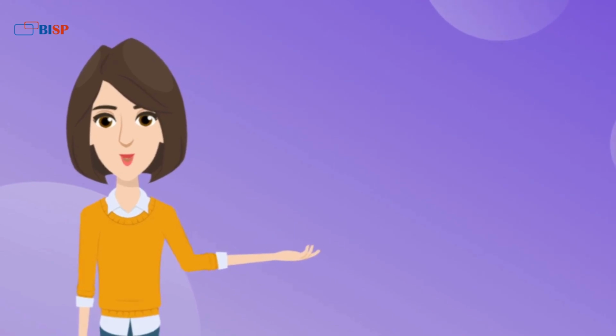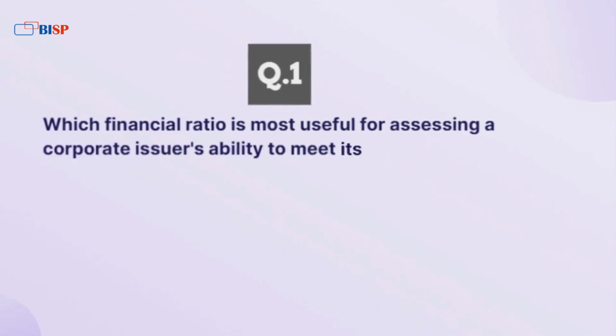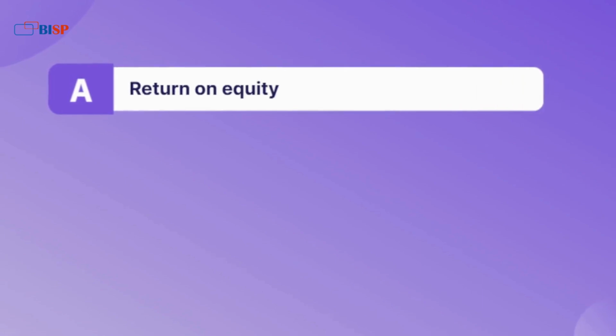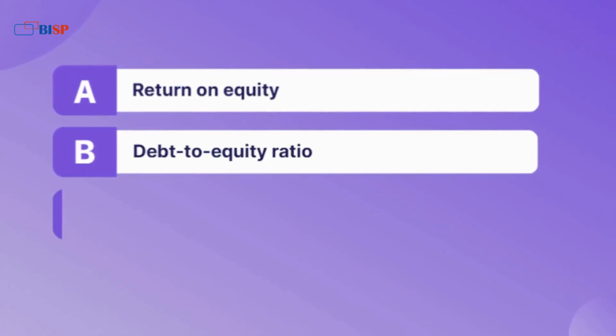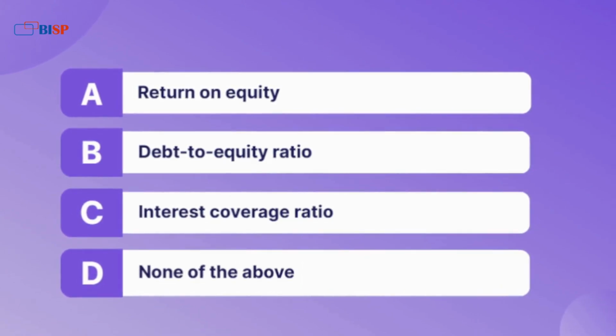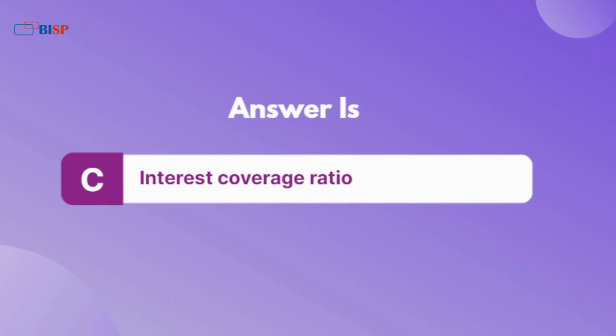Domain: Corporate Issuers. Which financial ratio is most useful for assessing a corporate issuer's ability to meet its contractual interest payments? A. Return on equity. B. Debt-to-equity ratio. C. Interest coverage ratio. D. None of the above. Answer is C. Interest coverage ratio.